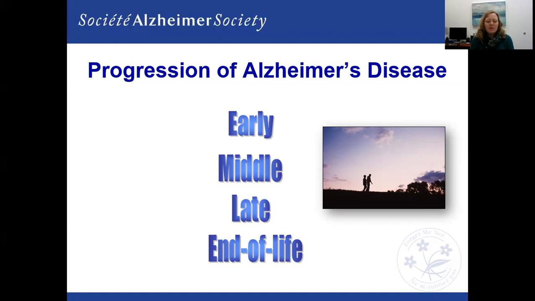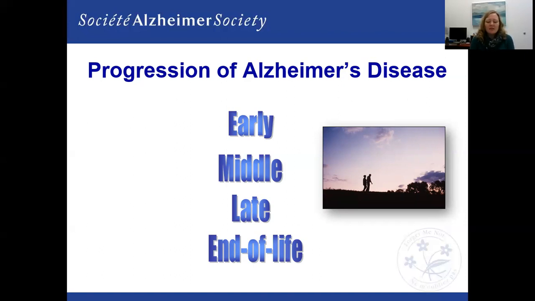The middle stage brings a greater decline in the person's cognitive and functional abilities. Memory and other cognitive abilities will continue to deteriorate, although people at this stage might have some awareness of their condition. Assistance with many of our daily tasks like shopping and dressing and bathing will eventually become necessary in this stage.